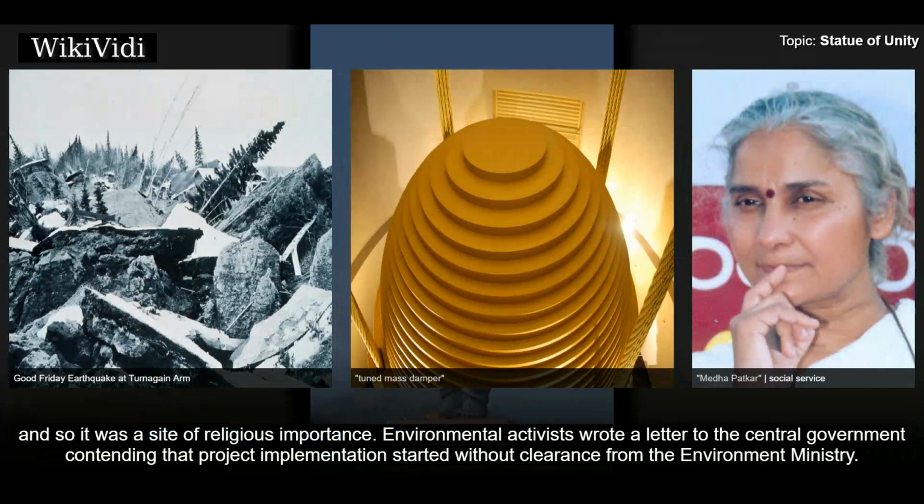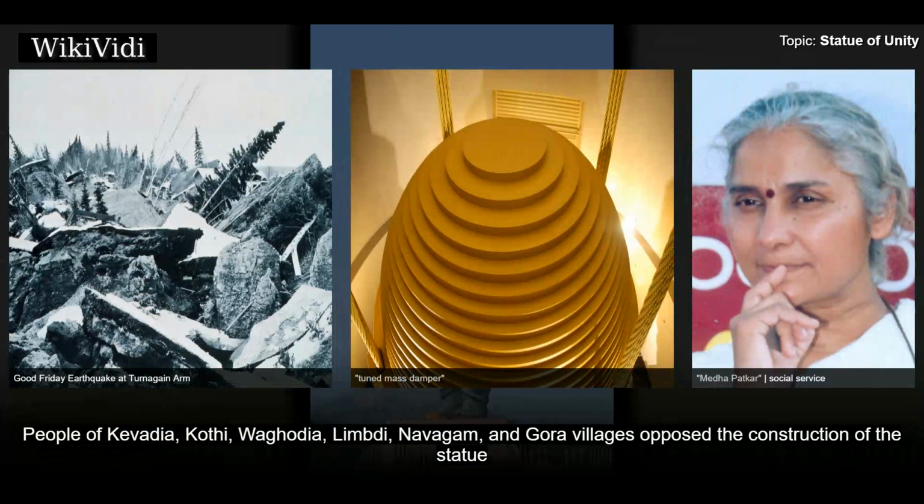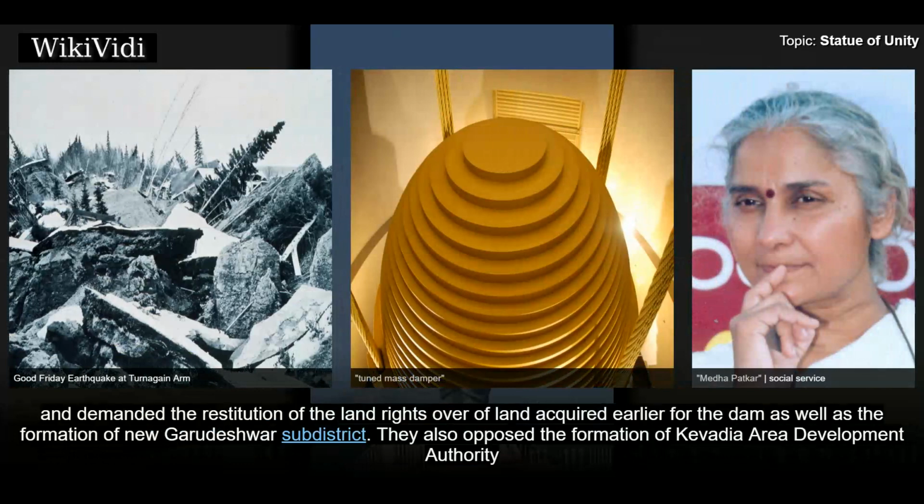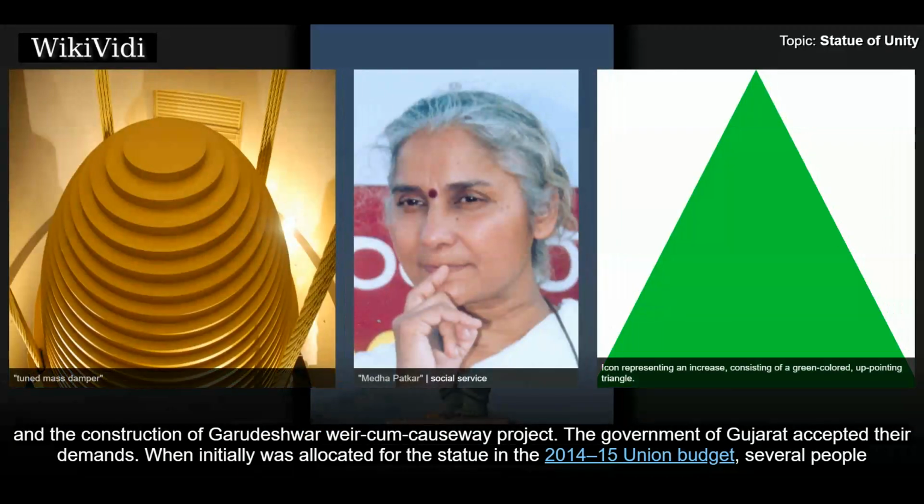Environmental activists wrote a letter to the central government contending that project implementation started without clearance from the Environment Ministry. People of Kevadiya, Koti, Vadodara, Limdi, Navagam, and Gora villages opposed the construction of the statue and demanded the restitution of the land rights of land acquired earlier for the dam, as well as the formation of new Garudeshwar sub-district. They also opposed the formation of Kevadiya Area Development Authority and the construction of Garudeshwar Weir Causeway project. The government of Gujarat accepted their demands.